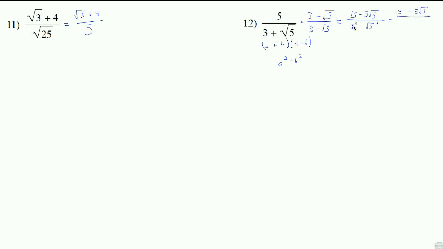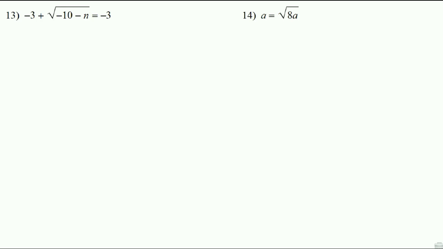And in the denominator, we have 9 minus square root of 5 squared, which is 5. And then we just finish that off. We got 15 minus 5 root 5 all over 4. If this 4 had a common factor with both 15 and this 5, we could simplify, but it doesn't, so that's the end of that question.